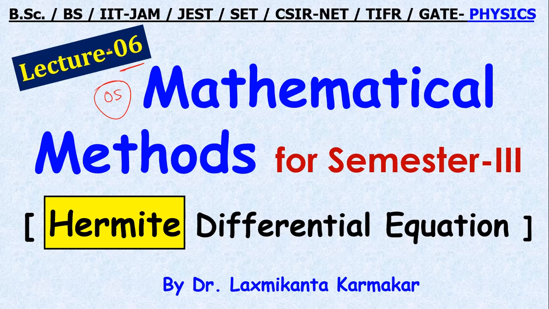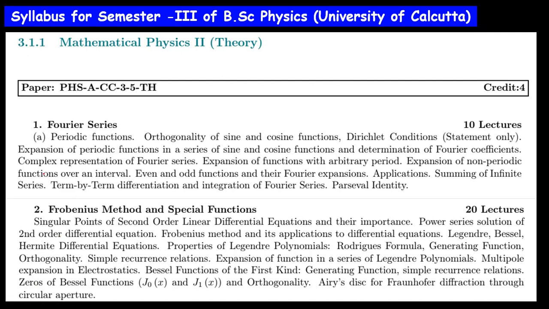In this lecture, lecture number 6, we want to discuss the Hermite differential equation, Hermite polynomial, generating function, recurrence relation, and orthogonal property of the Hermite polynomial. So I think you understand all the roots of those previous lectures. So let's start. You can go through the syllabus of Mathematical Methods, Mathematical Physics Part 2, which is for semester 3 of BSc Physics Honors under University of Calcutta.